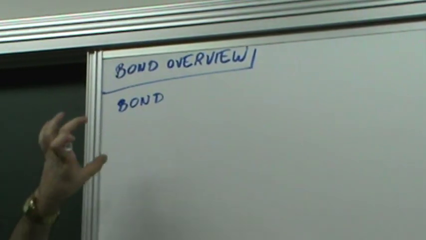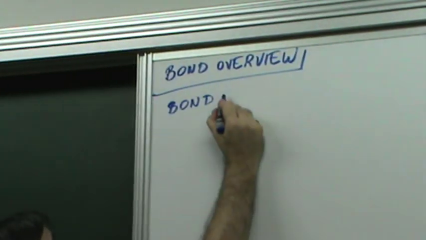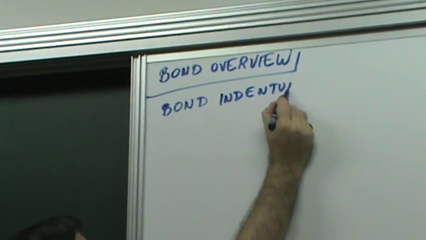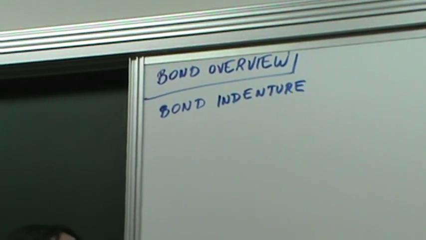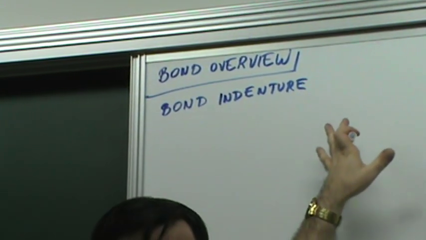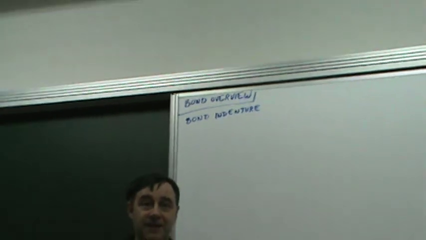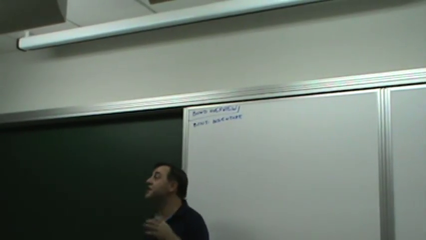So, you now zoom in, right? Bond. Indenture. You keep for about 5 seconds, right? So people can take a note. And now you zoom out completely.